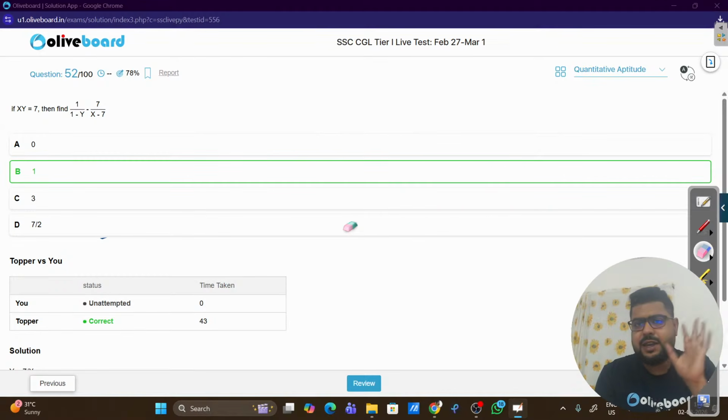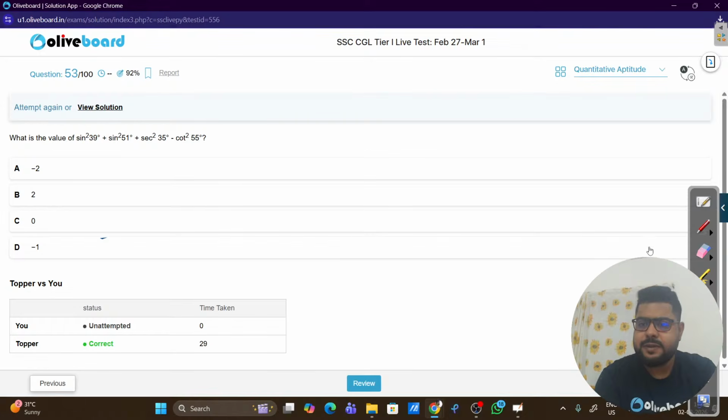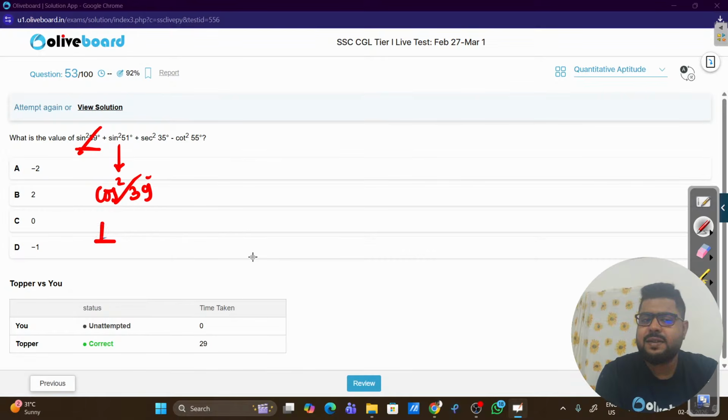This is a very interesting way of solving the same question. Always look at the options and build some understanding from there. This one, 39, and 51, they are complementary angles. So if I keep this, this will become cos square 39 degree, meaning this plus this is equal to 1.